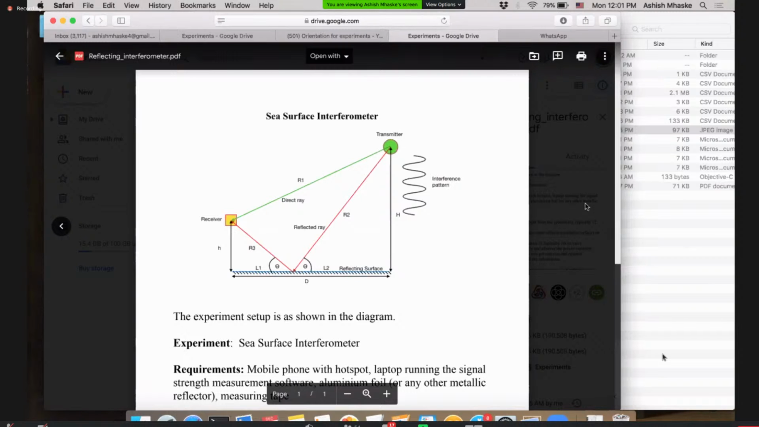So Pranav has asked what software package to use for data analysis. I think you can use whatever you are comfortable with. There are no restrictions on that.